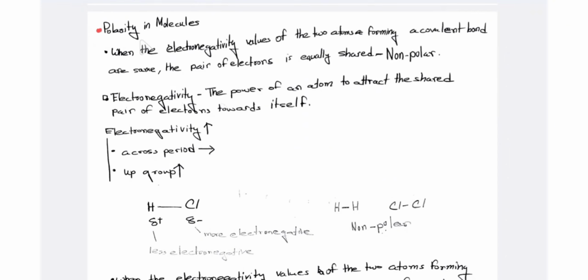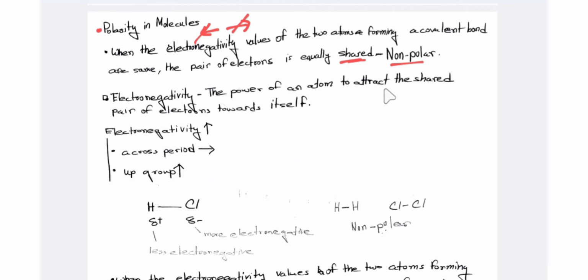Polarity in molecules. When the electronegativity values of two atoms forming a covalent bond are the same, the pair of electrons is equally shared. We know that electronegativity is the power of an atom to attract the bonding pair of electrons towards itself. But if both have the same electronegativity, the values cancel each other out, and we can say that the pair of electrons is equally shared, or that the molecule is non-polar.